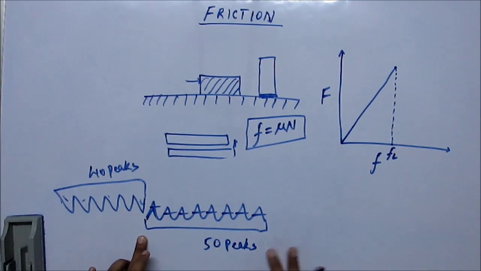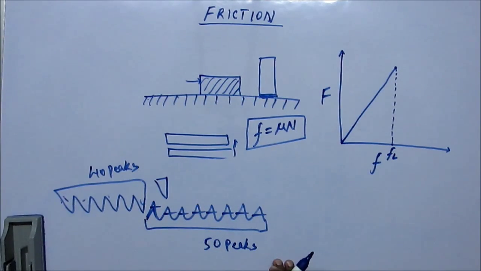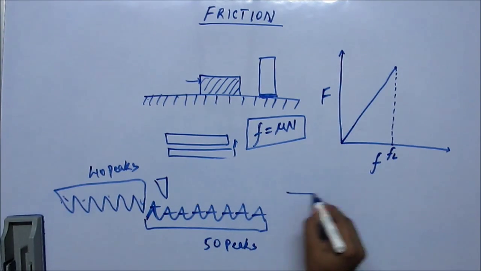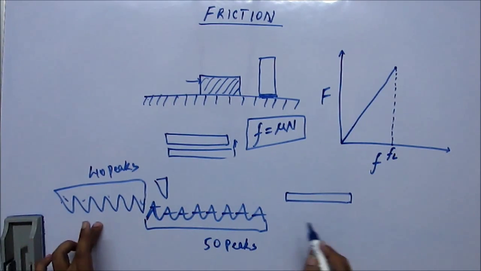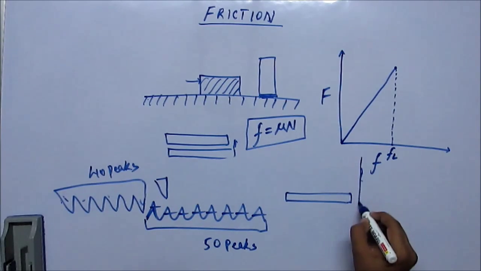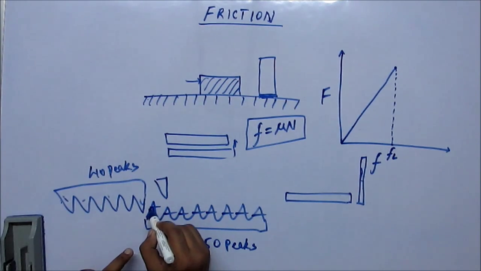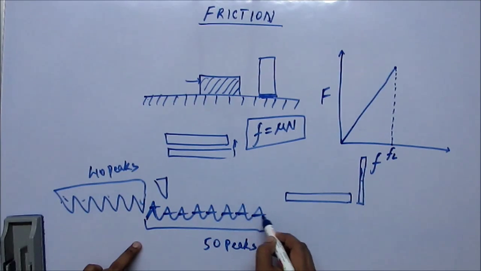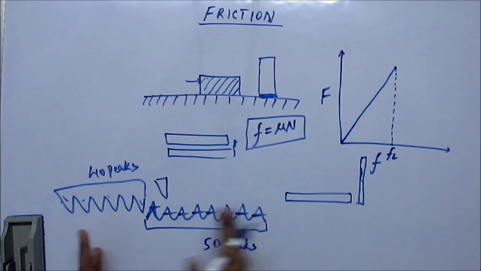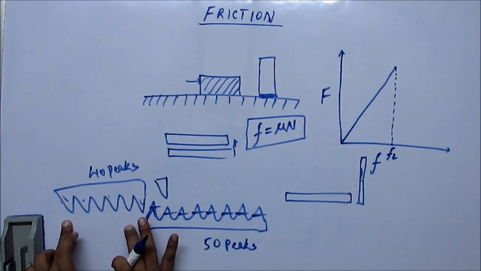Okay? Now consider another situation in which the upper block has just one peak. Now suppose this was a larger area, this had a larger contact area, and this one has a very small contact area, like this. So suppose it has just one peak. Now this peak will come here, it again has to break this teeth, this teeth, all the teeth. So for this to get crossed, it has to break the same amount of teeth as this.